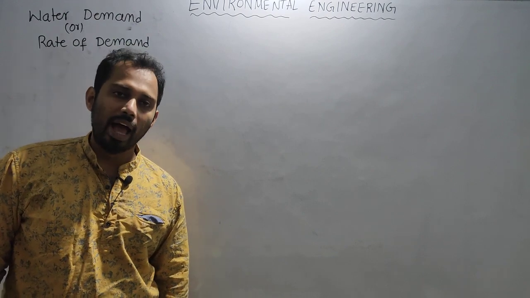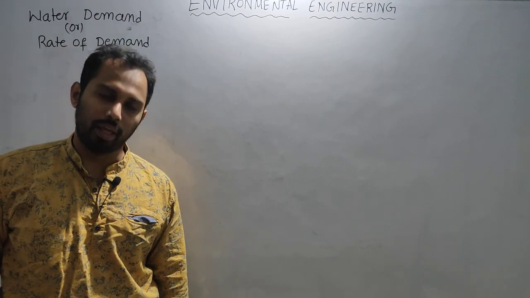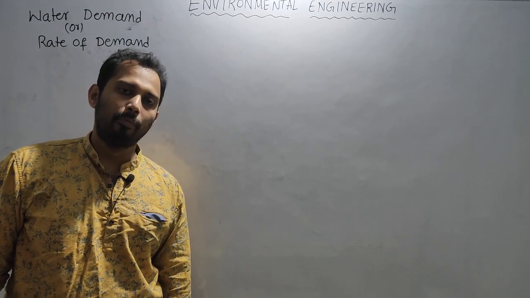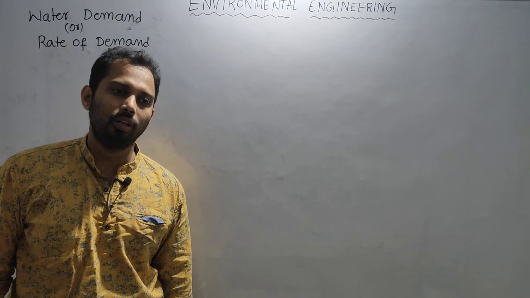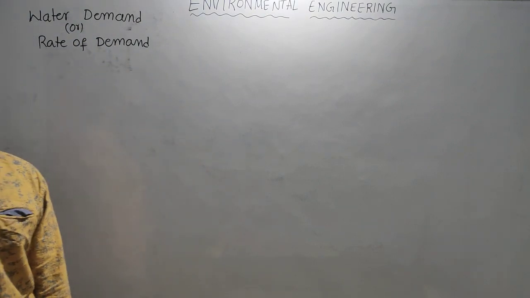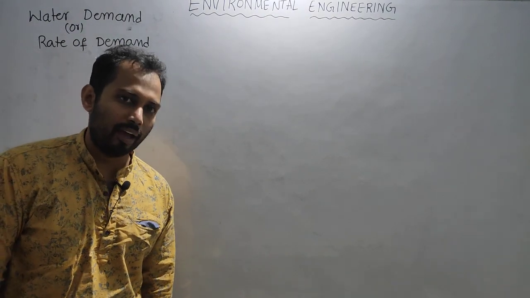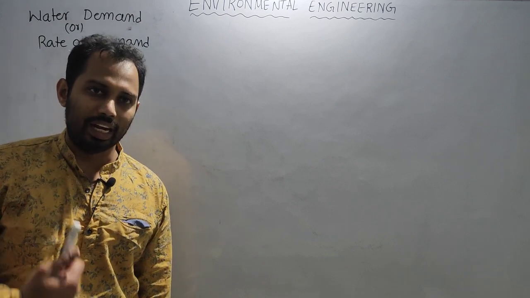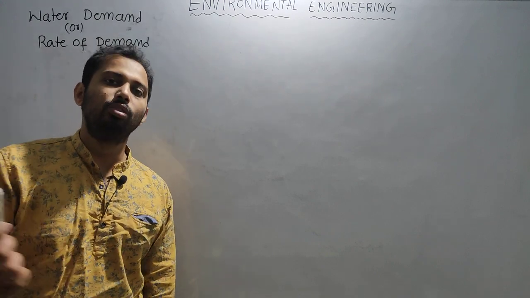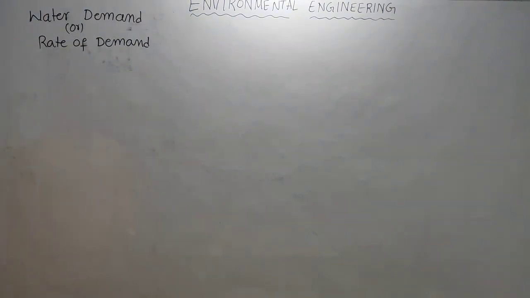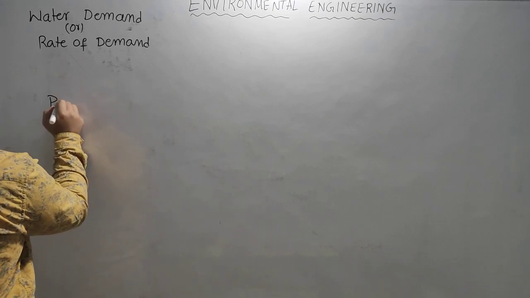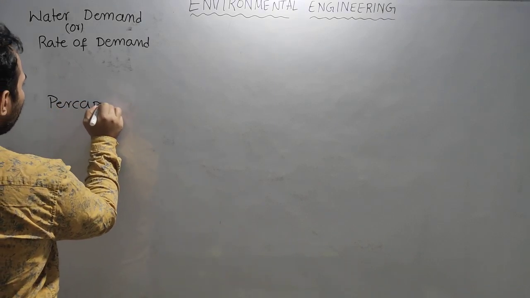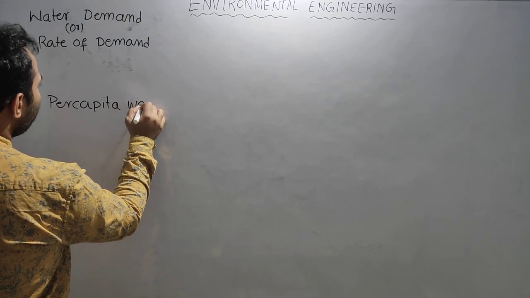Instead, we will have data on how much water we are supplying. We know the present population and the water they are taking from us. So we will have data of the amount of water supplied, as well as data of how many users are using this water. These two data will be with you, so we can calculate the per capita water demand.